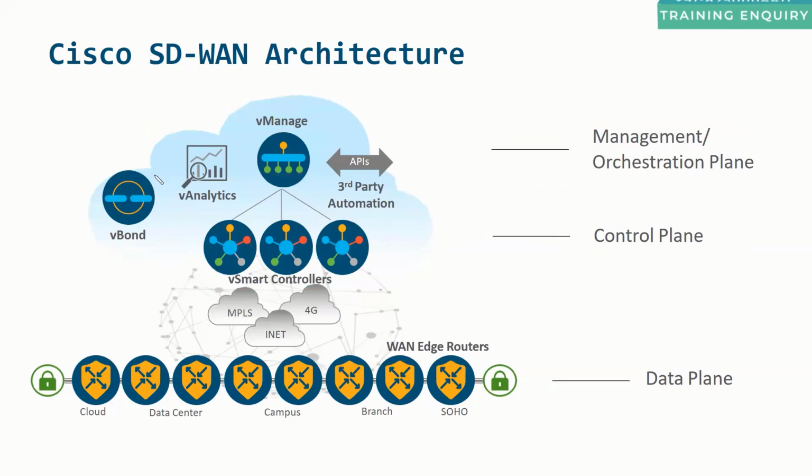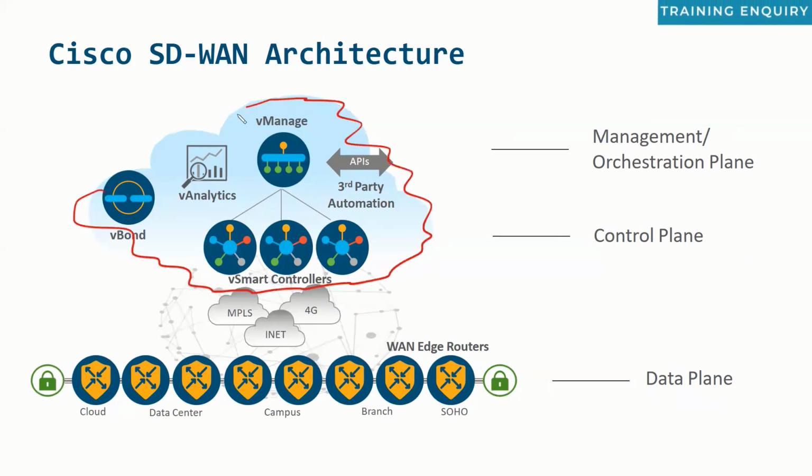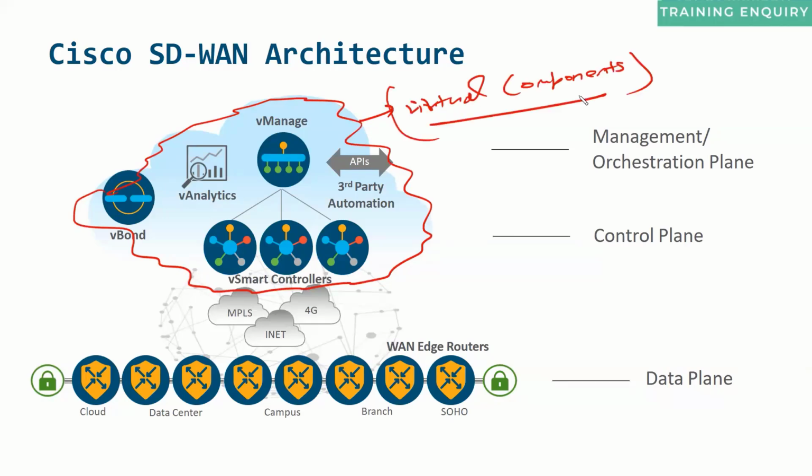One more thing that I would like to tell you is that when it comes to the control components, all of these components are going to be virtual components. So if you are looking to purchase a new vManage and you ask Cisco, hey, give us the hardware, what they will do is give you a UCS server and ask you to install the vManage on top of that. There are no hardware devices when it comes to vManage and vSmart.